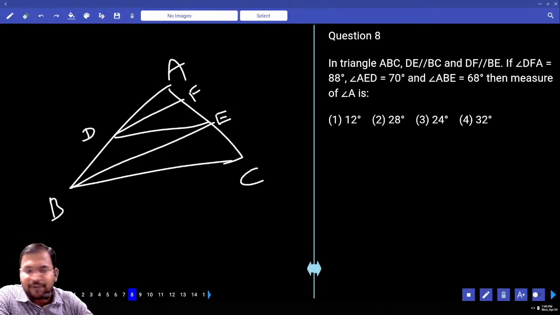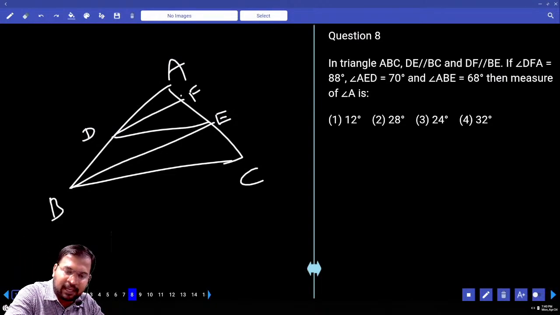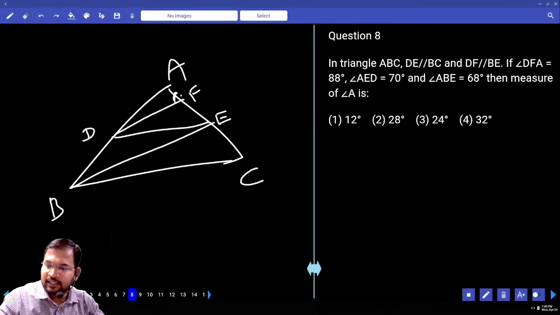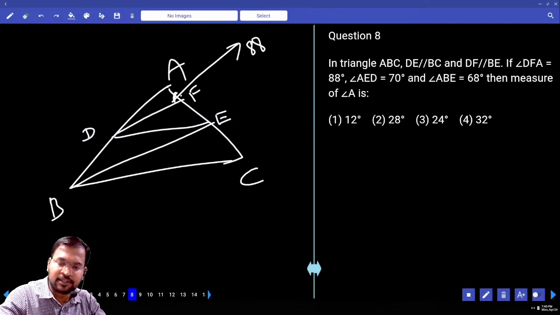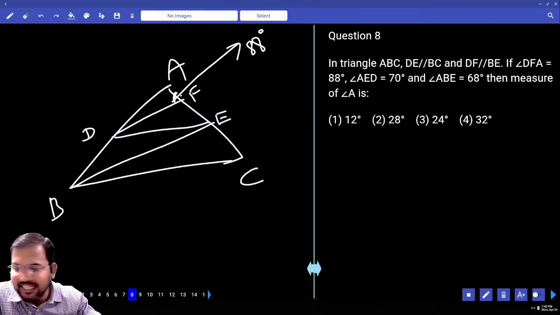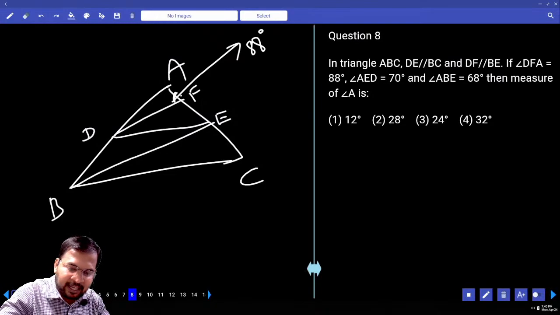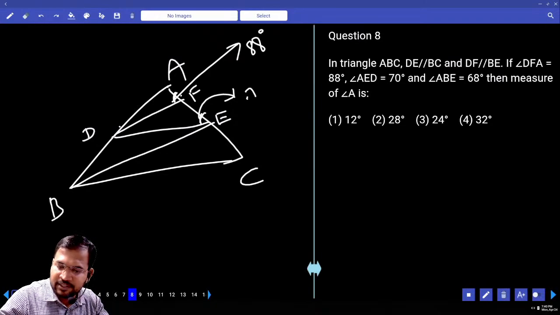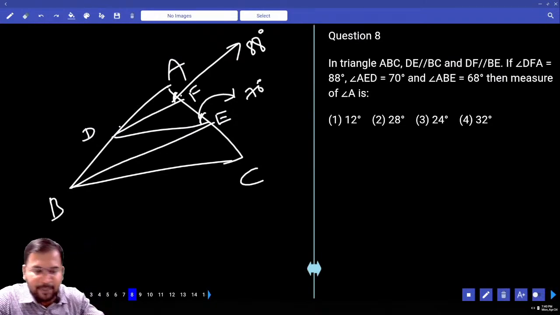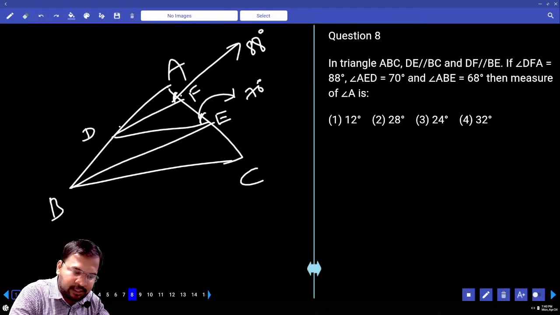If angle DFA, this angle is how much? 88. Next, angle AED, this angle is how much? 70 degrees. Next, ABE, this angle is how much? 68.